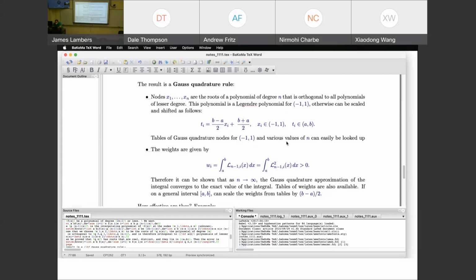I mentioned here that for certain values of n, you can look up Gauss quadrature nodes. Gauss quadrature nodes are published in many places, to many decimal places. For example, if you Google Gauss quadrature and get to the Wikipedia page, you'll find on that page tables of nodes and weights for certain values of n. I mean, smaller values of n, sure, but those can be quite effective.